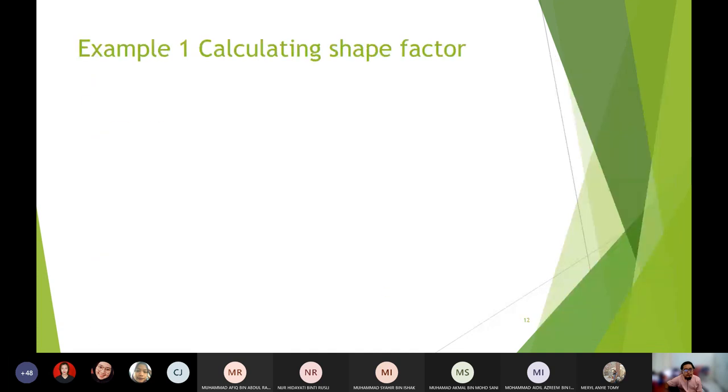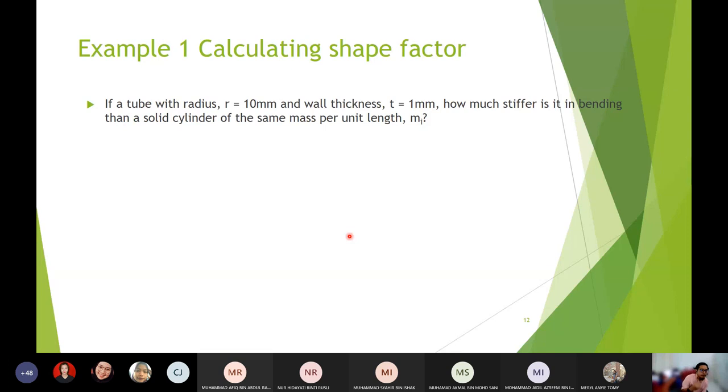Anyone give a suggestion? Dia nak cari, how much stiffer is it in bending compared to a solid cylinder? How do you approach?